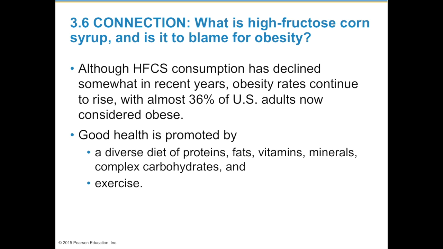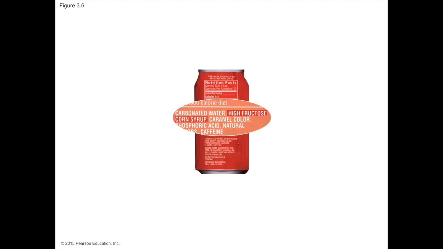According to this, although high fructose corn syrup consumption has declined somewhat in recent years, obesity rates continue to rise, with almost 36% of United States adults now considered obese. Good health is promoted by a diverse diet with proteins, fats, vitamins, minerals, complex carbohydrates, and exercise. Now, they're giving you an example here of Coca-Cola, and the second ingredient is high fructose corn syrup. So lots and lots of sugar. Well, what does this really mean?